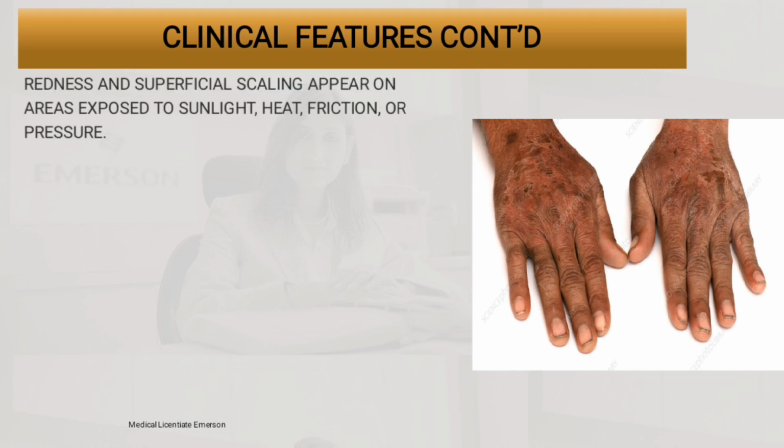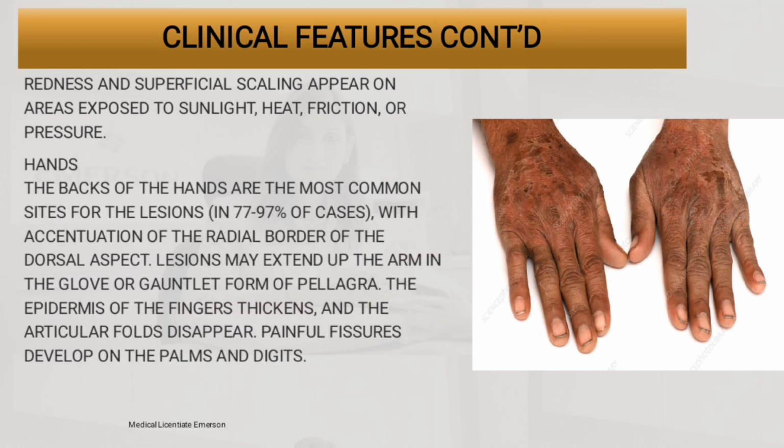So we try to know how they look. There will be redness and superficial scarring which appear on the areas exposed to sunlight, heat, friction, and pressure. In terms of the hands, the backs of the hands are the most common sites for the lesions, in 77 to 97% of cases, with a situation on the radial border of the dorsal aspect. Lesions may extend up the arm in the glove or gauntlet form of pellagra. Then the epidermis of the fingers thickens and the articular folds disappear, and painful fissures may develop on the palms and digits.